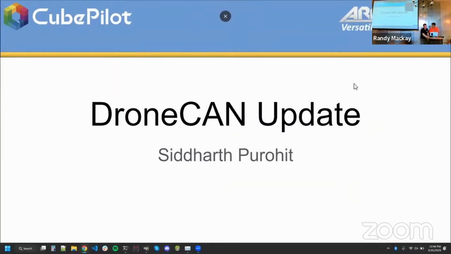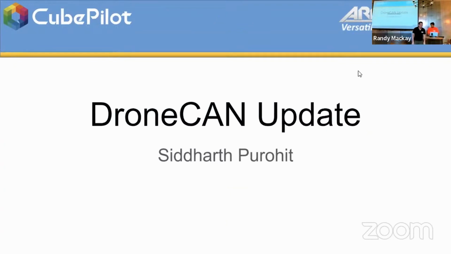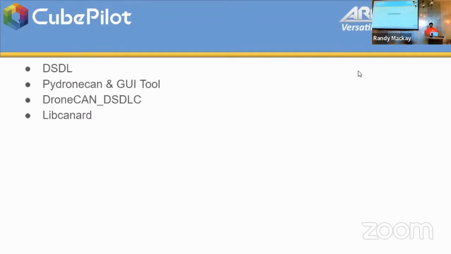So over the last year, what has happened, I'll do a quick intro. Basically we have 4 modules that we are actively working on. DSDL, PyDroneCAN, GUI tool, and the DSDLC, which allows you to generate DroneCAN DSDL messages into C code, which you can use. And of course, libcanard, which we use as a decoder and encoder of our messages and putting them on the CAN bus. So I'll just give you a brief about each of them and what has been going on over the last year.